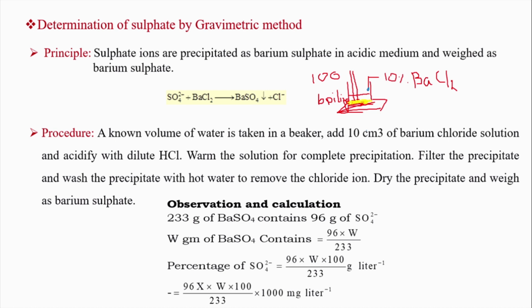After ensuring the complete precipitation of the sulfate ions, leave it in the same condition for another 10 minutes. Later move on to the filtration technique. So how to do the filtration? We need to take a conical flask. This is a conical flask. Then place a funnel over it, and a Whatman filter paper.